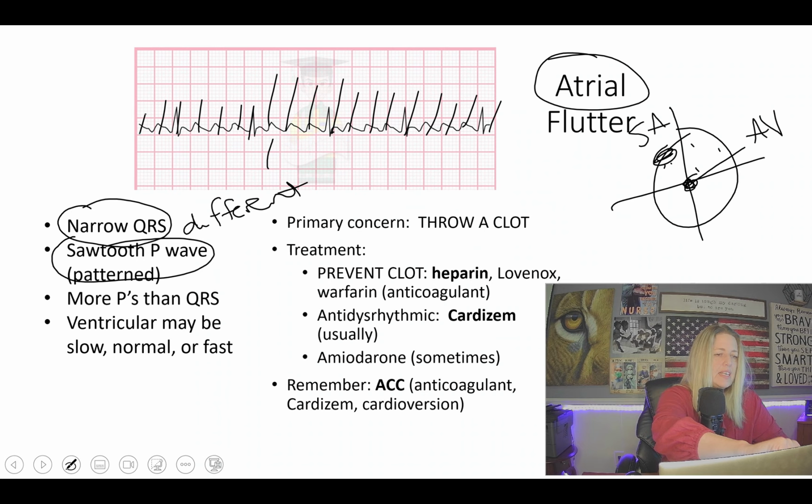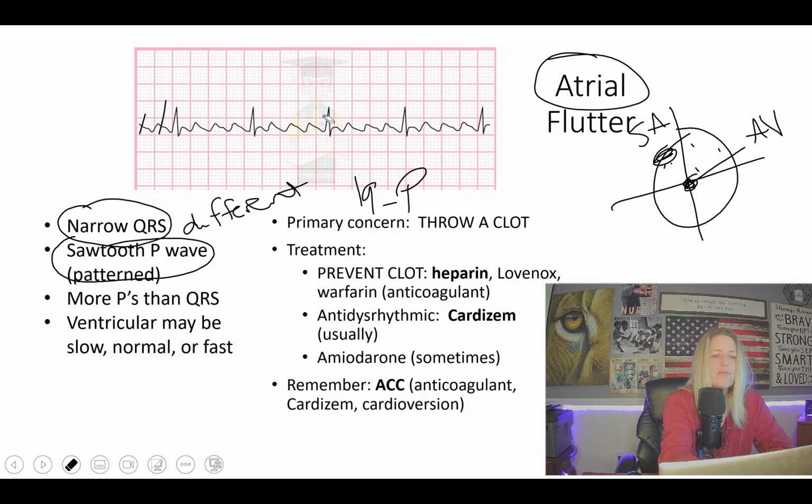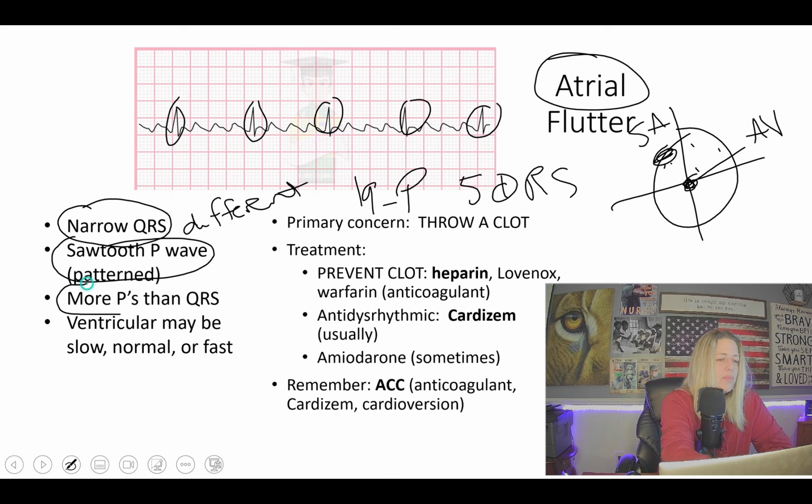And how many QRSs are there? How many QRSs? I'm going to write this so you can see it. How many QRSs are there in this same area? 1, 2, 3, 4, 5. There's 5 QRSs. Do you see the difference between the number of P waves and the number of QRSs? So we have more Ps than QRSs.